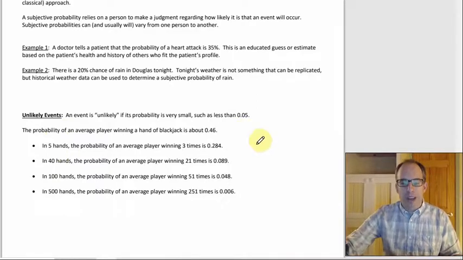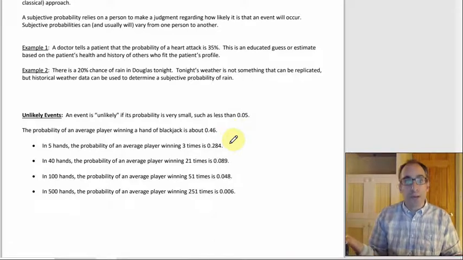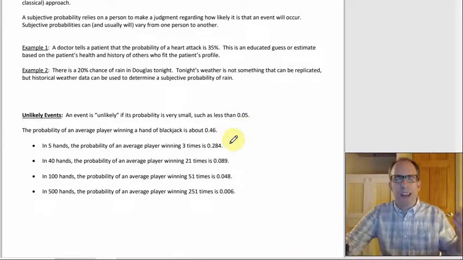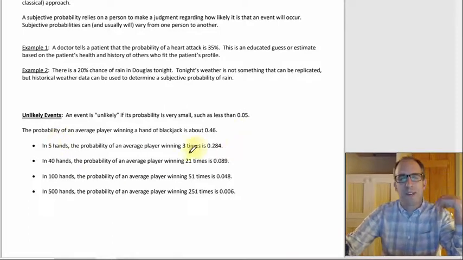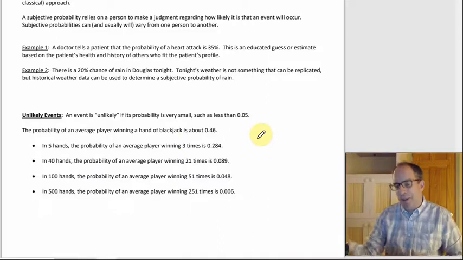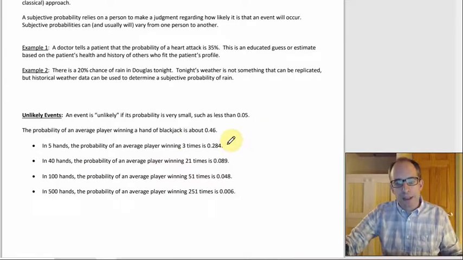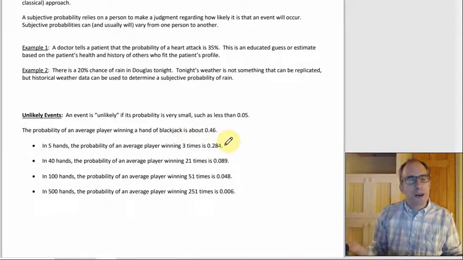So if the probability of an average player winning is about 0.46 in an individual hand, then you can say, well, in 5 hands, if somebody won 3 of them, that's 60%, right? That's 0.6. But that's not that weird, right? It's only 5 hands. You're going to get a lot of fluctuation there. Sometimes you get 2, sometimes you get 3. Once in a while you get lucky, you get 4, maybe you get 5 if you're really lucky. But the probability of an average player winning 3 times in 5 hands is 0.284.